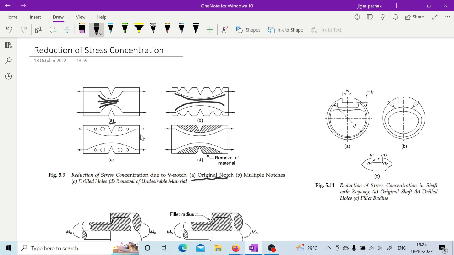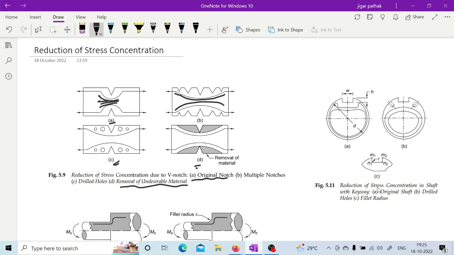The other way is to provide this kind of drilled hole, and that is mentioned in this figure C. And finally, you can remove that portion itself. So removal of undesirable material is given in this D. So this way, there are various ways which will help you in reducing the stress concentration.